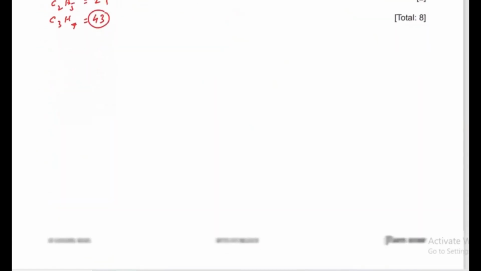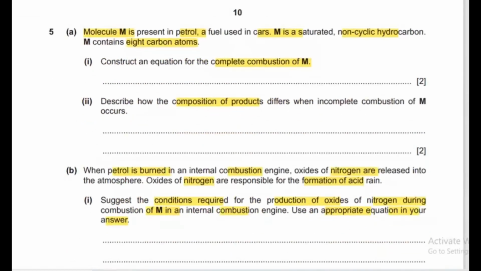Next question. The molecule M is present in petrol, a fuel used in cars. M is a saturated, non-cyclic hydrocarbon, containing single covalent bonds between carbon atoms. If you have a cyclic one, then you apply CnH2n, which is the general formula of cycloalkanes and alkenes as well. This is saturated if it contains single covalent bonds, and if it is non-cyclic, you apply the general formula CnH2n plus 2.